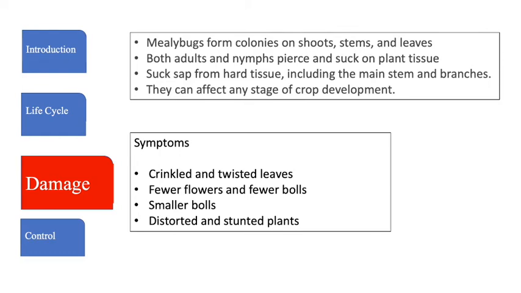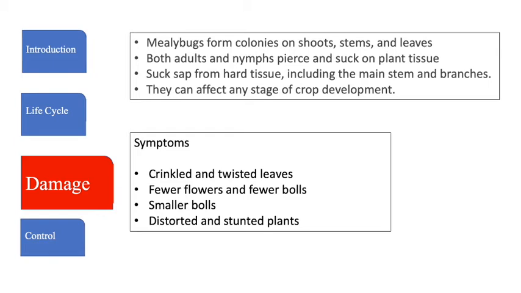Mealybugs form colonies on shoots, stems, and leaves developing into dense, waxy white masses. Both adults and nymphs pierce and suck on the plant tissues and are able to suck sap from hard tissues, including the main stem and branches. They can affect any stage of crop development.